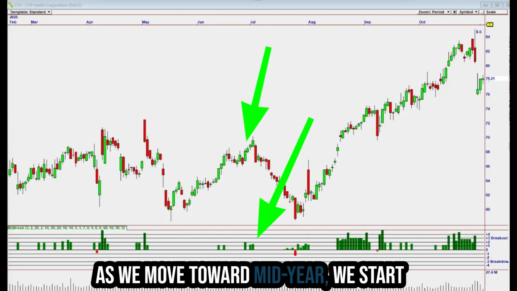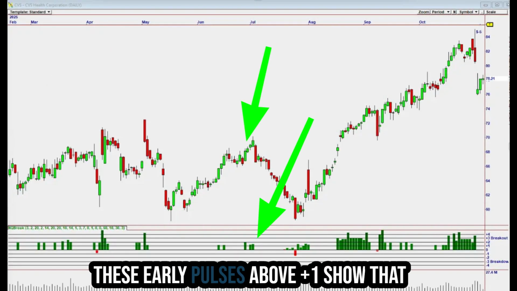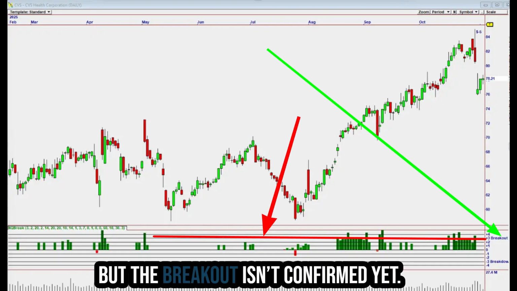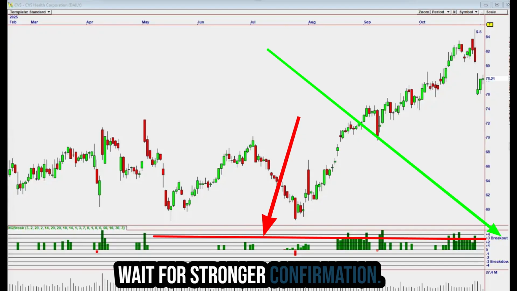As we move toward mid-year, we start to see small green bars appearing. These early pulses above +1 show that buying pressure is beginning to build, but the breakout isn't confirmed yet. Conservative traders would wait for stronger confirmation.